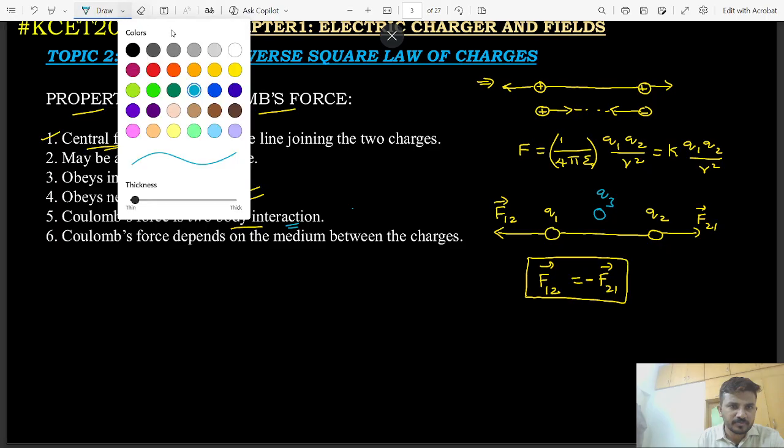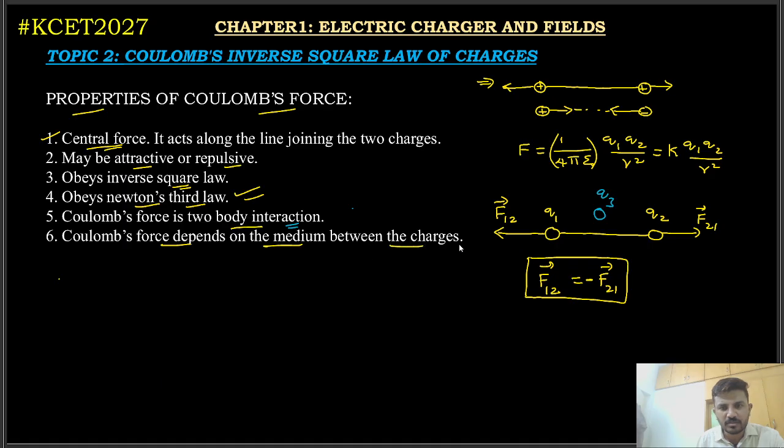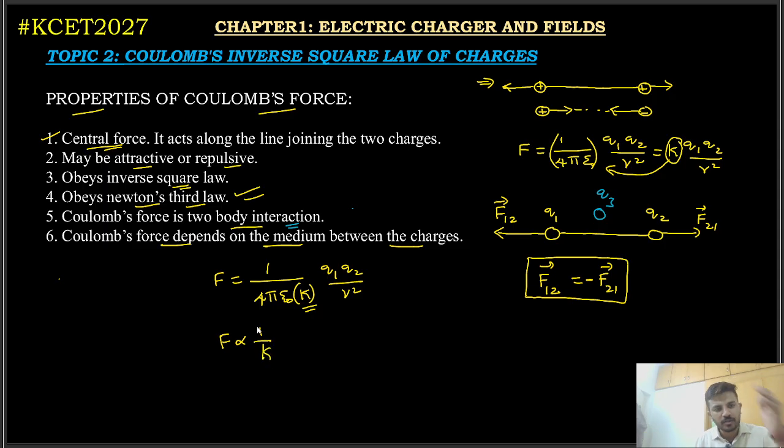Then we have, Coulomb force depends on the medium between the charges. Yes, that is true, because as I have written the formula, that is 1 by 4 pi epsilon naught, k q1 q2 by r square. So this k is called the dielectric constant. Here also I have written k. This k is nothing but 1 by 4 pi epsilon naught. But this k is the dielectric constant. So F is inversely proportional to k. So that's why the sixth point, that is force depends on the medium but inversely, between the charges.